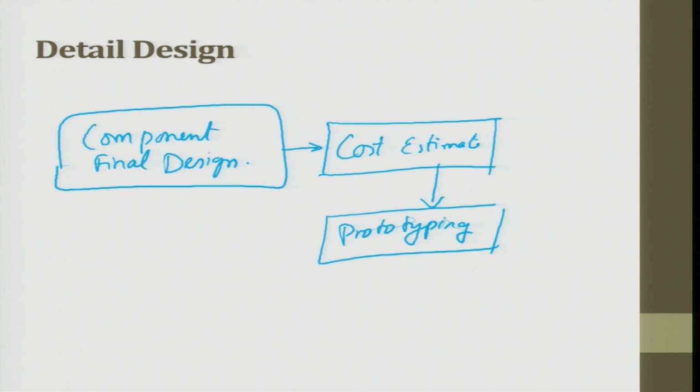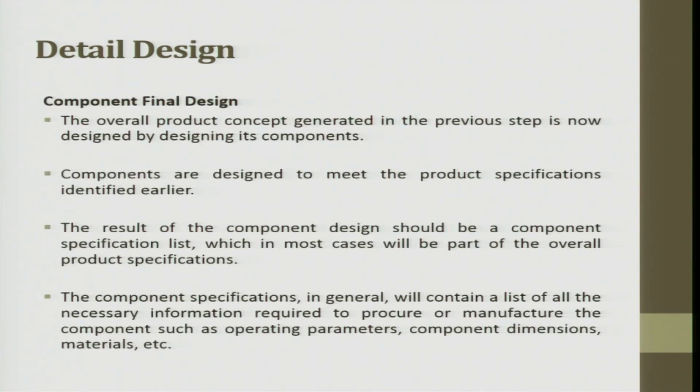Whatever you develop, finally a cost component has to be added to it. So, component final design will lead to cost estimate to prototyping. In component final design, the overall product concept generated in the previous step is now designed by designing its components. The components are designed to meet the product specification identified earlier.